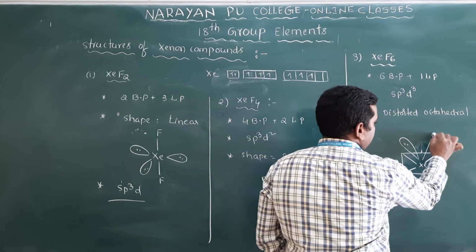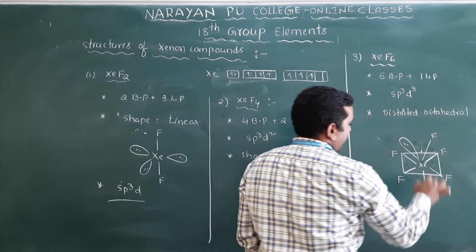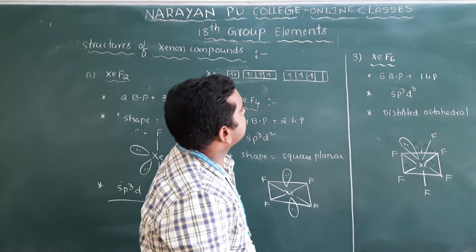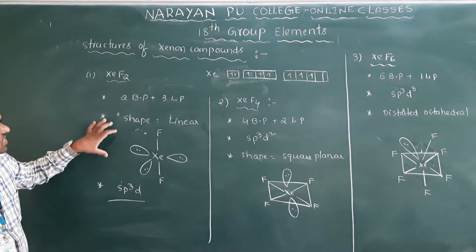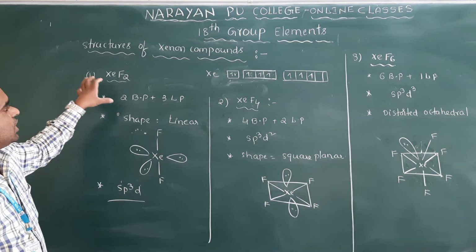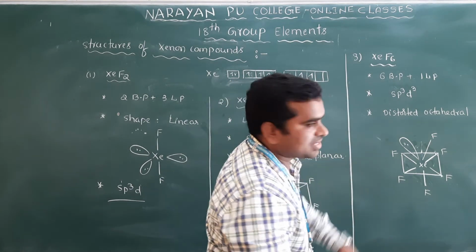So how many fluorine atoms are there? Fluorine, fluorine, and here fluorine. So totally 6 fluorine atoms are there. So this is about the shape, structure, and hybridization of xenon difluoride, tetrafluoride, and hexafluoride.